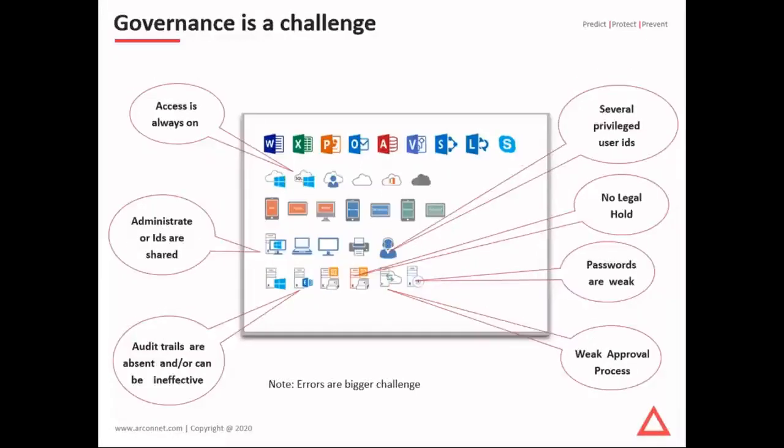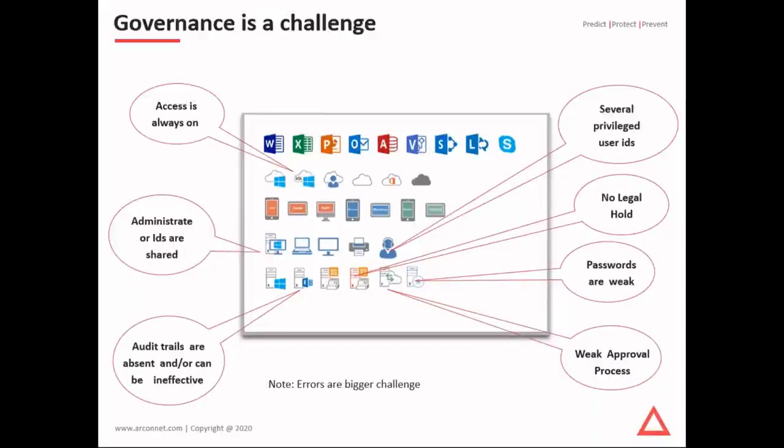Apart from this, we have certain governing challenges where the access is always on to an IT asset, and the administrative privilege IDs are already being shared, as I mentioned earlier. For instance, if I'm a database administrator and I have a set of 15 servers assigned to me in my bucket, while it becomes my job to make sure that I'm managing those servers, it also becomes my job to make sure that the passwords are secure, the passwords are complex, and I'm changing those passwords as per my regulations.